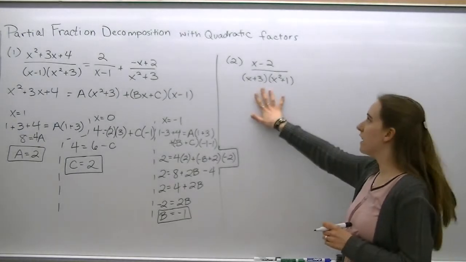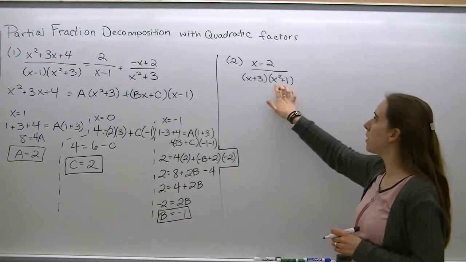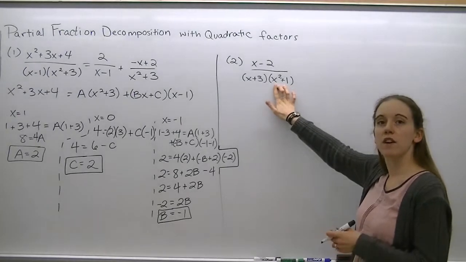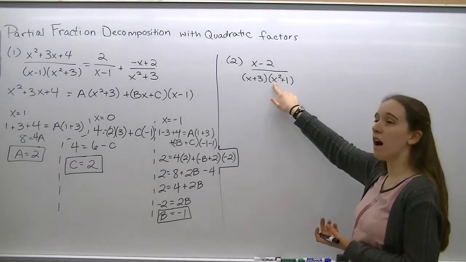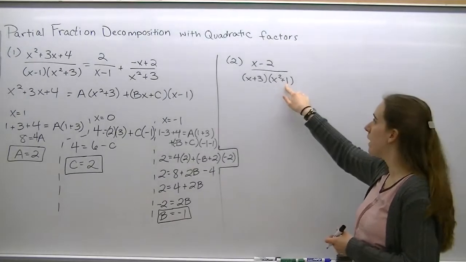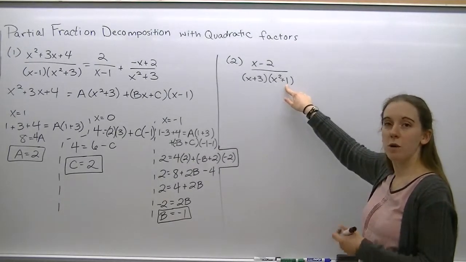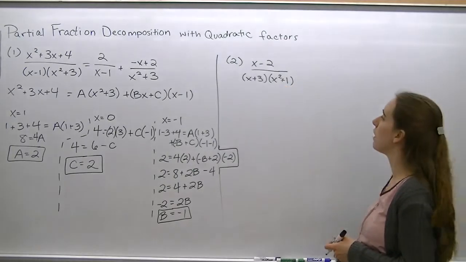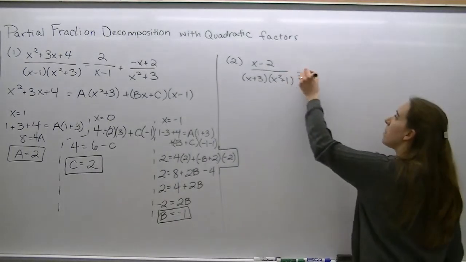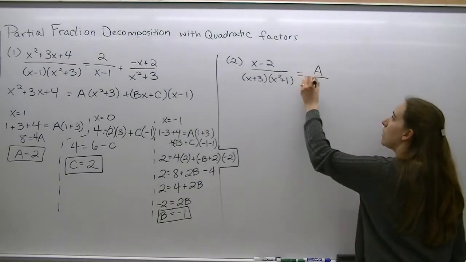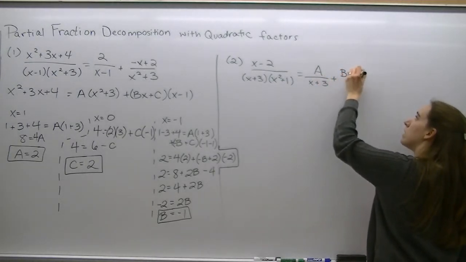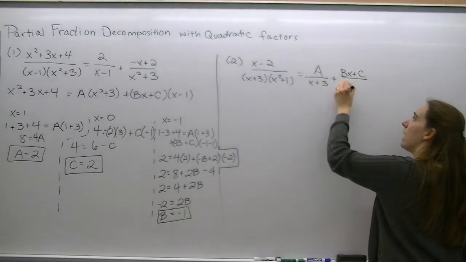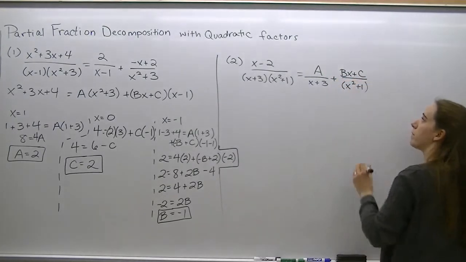Let's look at this second example now. This one is very similar. We know that this quadratic is never going to have a 0 or a solution because this will be positive, 0 or bigger. This will add 1, so it's always going to be bigger than 0. So I need to set this up the same way. I can take a over x plus 3, but then I need my bx plus c over my x squared plus 1.